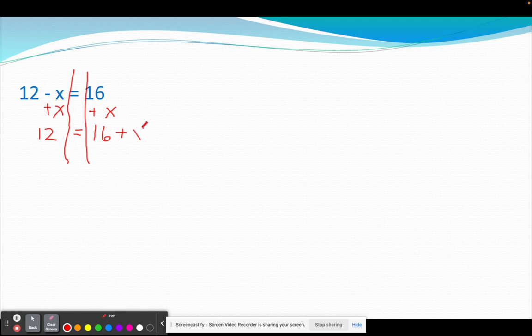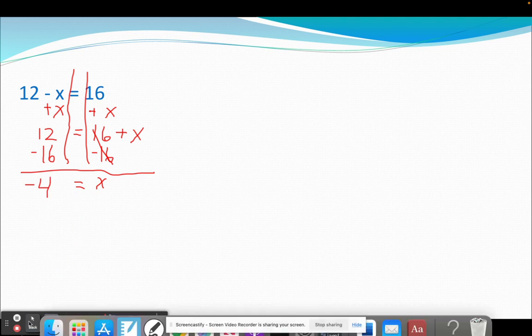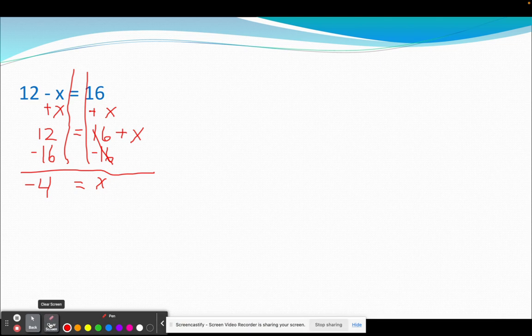Either way, this would become a two-step equation. To get rid of that 16, I would have to subtract 16. This cancels out, and I am left with x equals 12 minus 16 is -4. So I got the same answer doing it this way, whichever way you prefer, actually. Neither way is right or wrong.